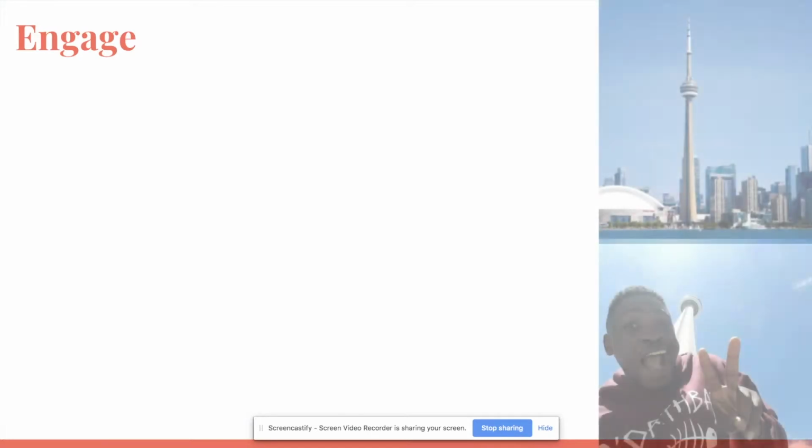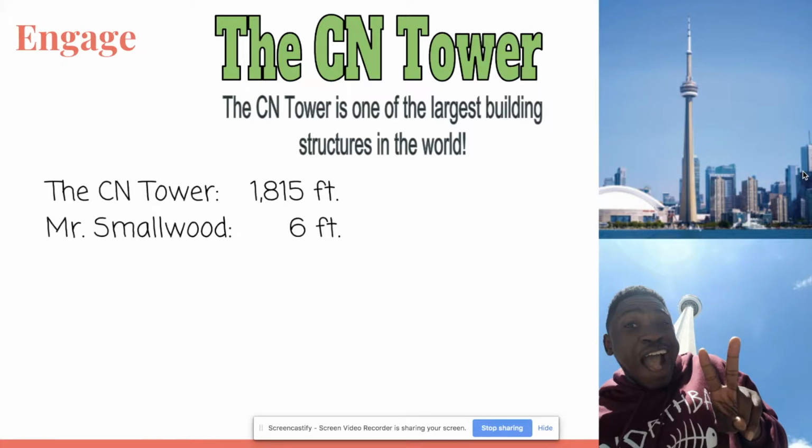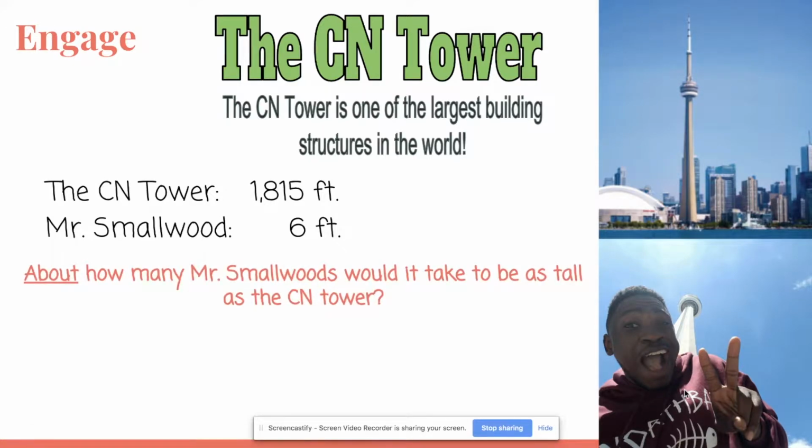Let's do this. Okay, so this, my friends, is the CN Tower found in Canada. Woo! One of the tallest buildings in the world. The CN Tower is 1,815 feet, whereas Mr. Smallwood is only 6 feet. Womp, womp, womp. Not so tall anymore, are you, Mr. Smallwood? So, the question is about how many Mr. Smallwoods would it take to be as tall as the CN Tower? Or, in other words, how many times taller is the CN Tower compared to Mr. Smallwood? Roughly, we're estimating. It says about.